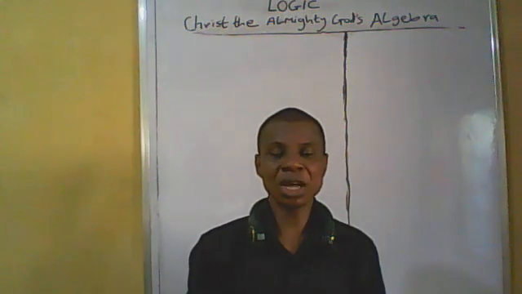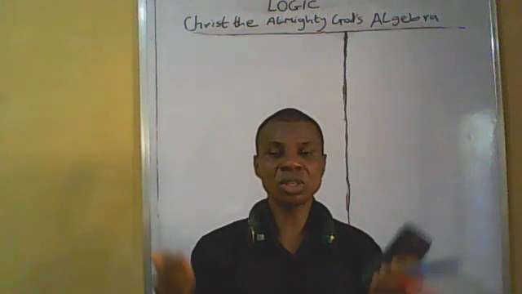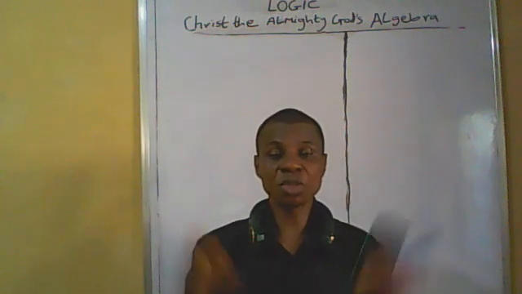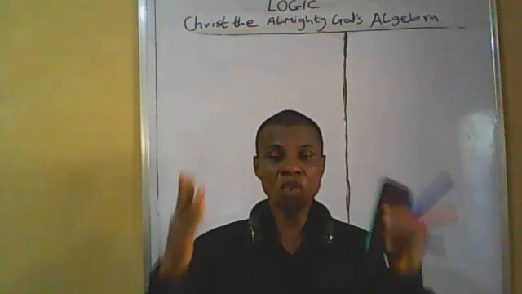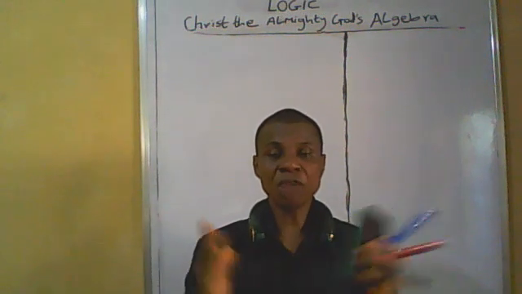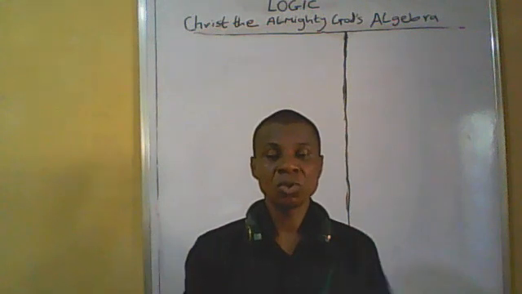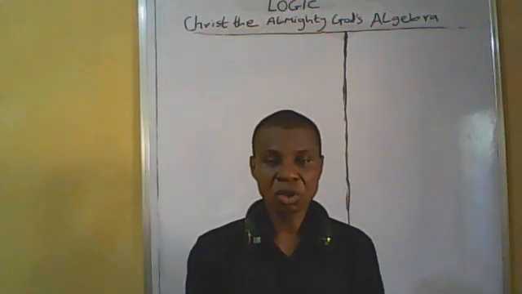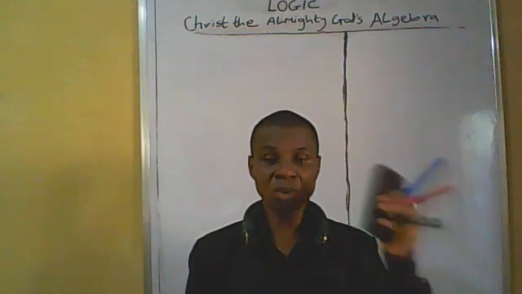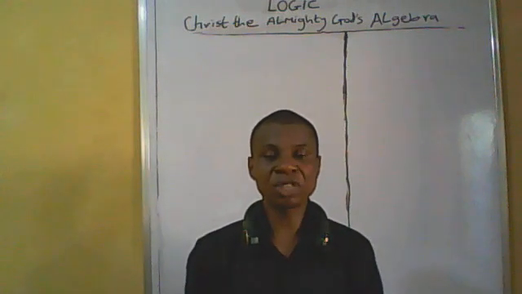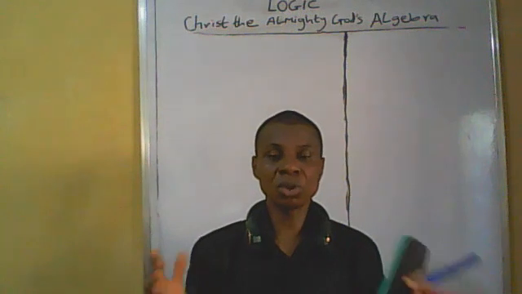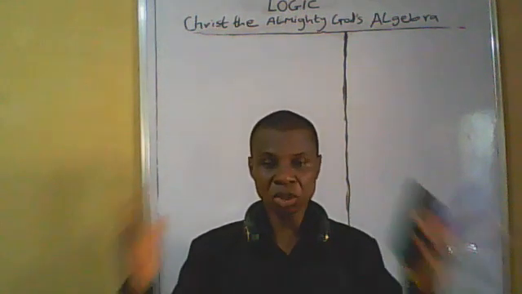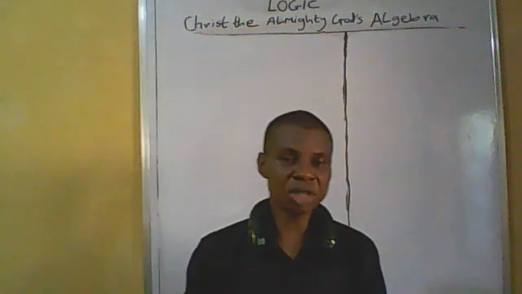We are still under logic, Christ Almighty God's Algebra. Today we are going to treat Law of Commutativity. We have two types of Law of Commutativity: one is Law of Commutativity by conjunctive statement, and the other is Law of Commutativity by disjunctive statement. But we're going to start with Law of Commutativity by conjunctive statement. Let us start.